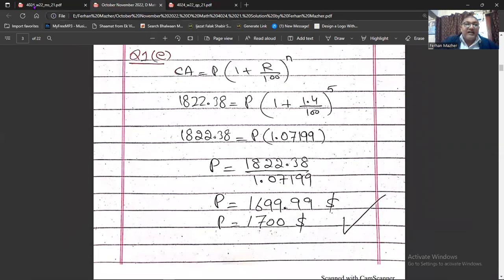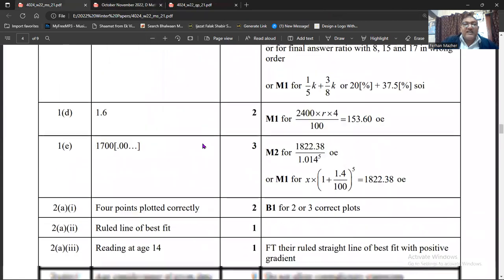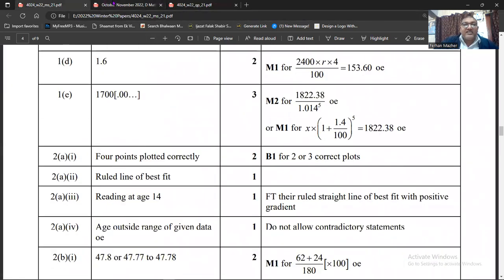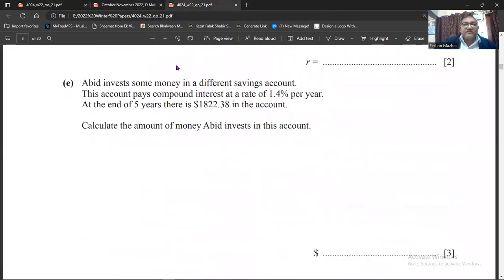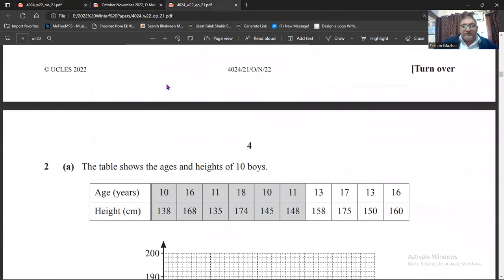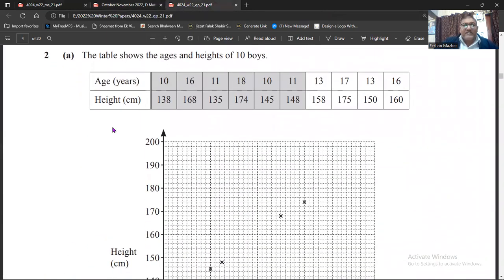So this is that part. I hope you understand. $1,700 is the right answer, sir. And this is the solution. So, my dear students, we are done with this question.